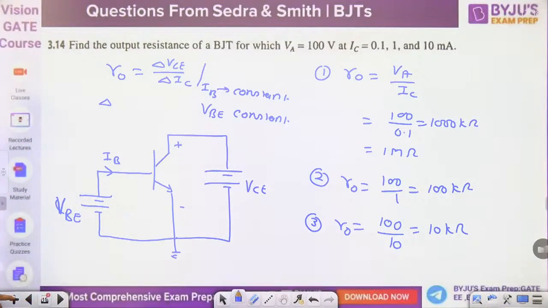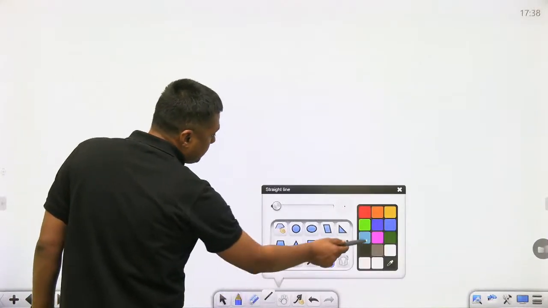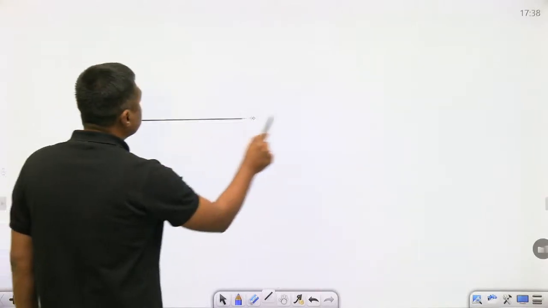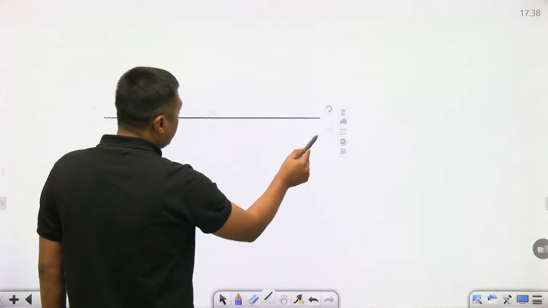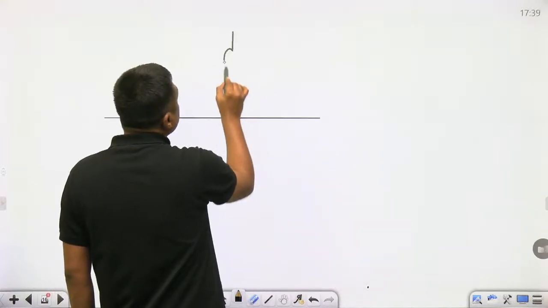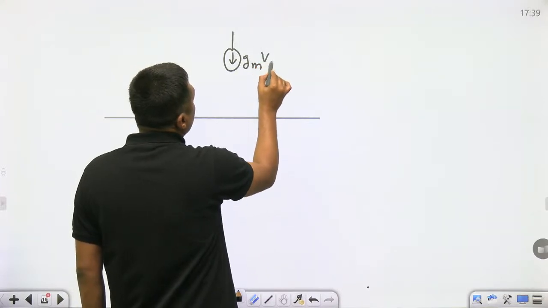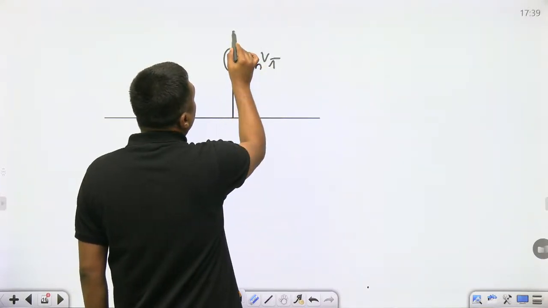Where do we use R0? In a small signal model, for example the hybrid pi model, you have to use R0 in AC analysis. I will try to conduct one session on that. If you want, then please give me the comments. This is the gm Vpi, and here we have the R0.